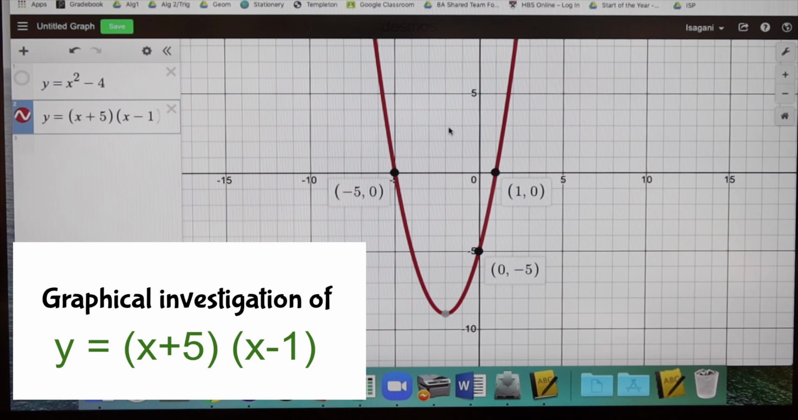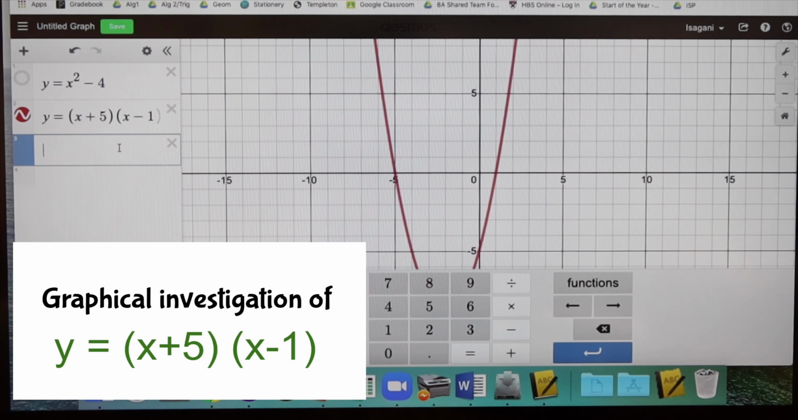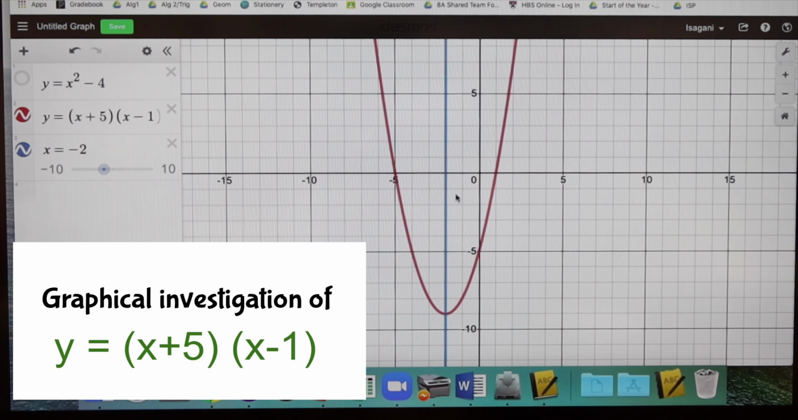And when you draw a line passing through x equals negative 2, that will cut the parabola into two symmetric parts. So therefore, the equation of the line of symmetry is x is equal to negative 2. And the vertex is at (-2, -9).